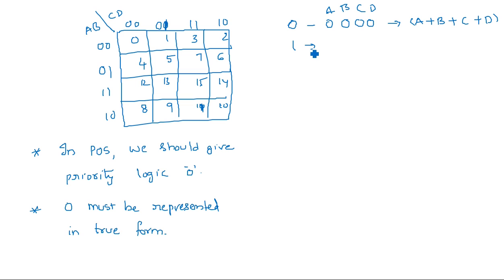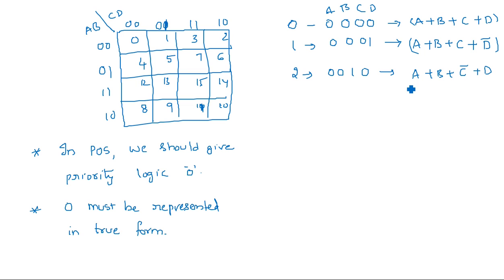Okay, next one. One means 0 0 0 1. How can you represent the Boolean expression for this one? A is 0, B is 0, C is 0, D is 1. As we have noted that 0 should be given priority in true form, it is A plus B plus C plus D bar. And for 2, 0 0 1 0, here C is taking complement because C is equal to 1. So it is A plus B plus C bar plus D.